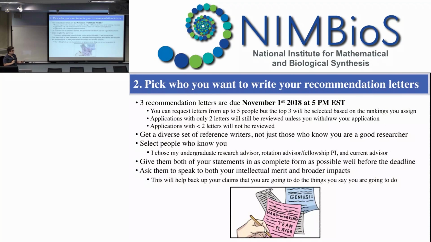So I picked my undergrad research advisor, one of my rotation advisors who was also my other fellowship's PI, who had seen me do a bunch of outreach stuff, and then my current advisor, of course. And one thing that I did, and maybe this will help people, is I asked each person that wrote me a letter to add a sentence or two about my intellectual merit and broader impacts using those keywords, because those are the two main things that NSF wants you to talk about. And so they're supporting everything that's actually in the proposal.